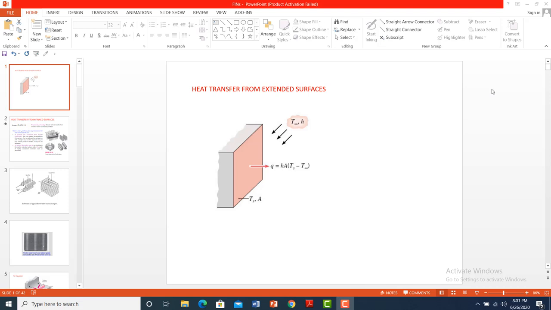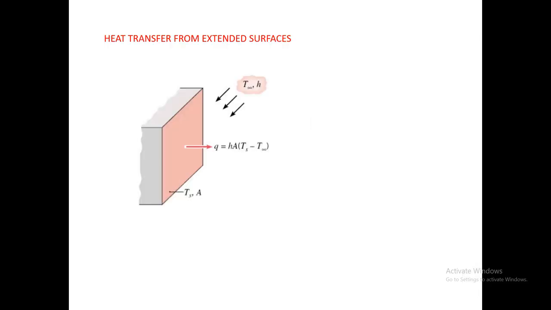Today our discussion is based on heat transfer from extended surfaces, or heat transfer from finned surfaces. Remember, in the previous class we discussed insulation. The purpose of insulation was to minimize the heat loss or heat dissipation from the system to the outside surroundings. Now what if we discuss the opposite case? Now the case is that we want to maximize the heat transfer, or speed up the heat transfer.